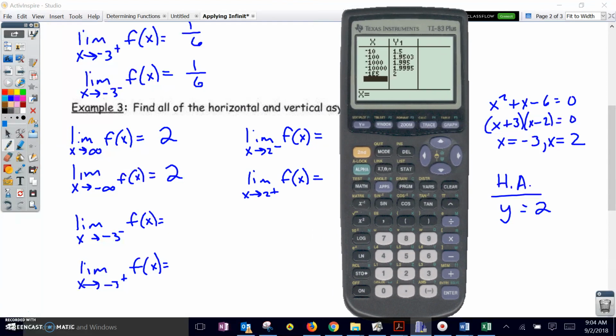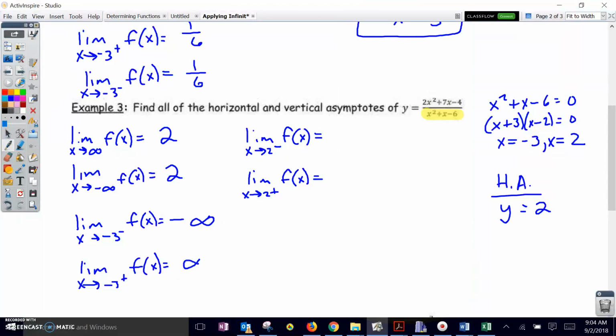I go into my table set and change it back to auto. And first I want the limits around negative 3. I'm already set up around negative 3, so we'll go ahead and go to my table. And we're getting bigger and bigger negative numbers as we approach from the left, and bigger positive numbers as we approach from the right. So that'll be negative infinity, and that'll be positive infinity. And so we have a vertical asymptote at x equals negative 3.